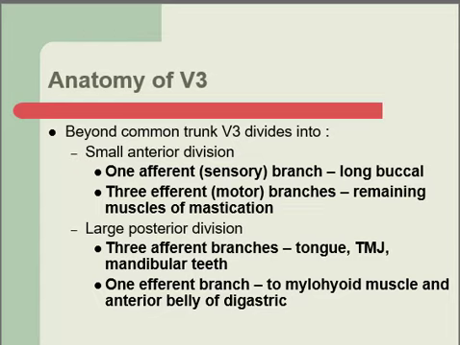Then we have a large posterior division, and we have sensory branches: the tongue, TMJ, and the mandibular teeth. And then we have 1 efferent branch, and that goes to the mylohyoid and the anterior belly of the digastric. And those are our accessory muscles of mastication, suprahyoid muscles.